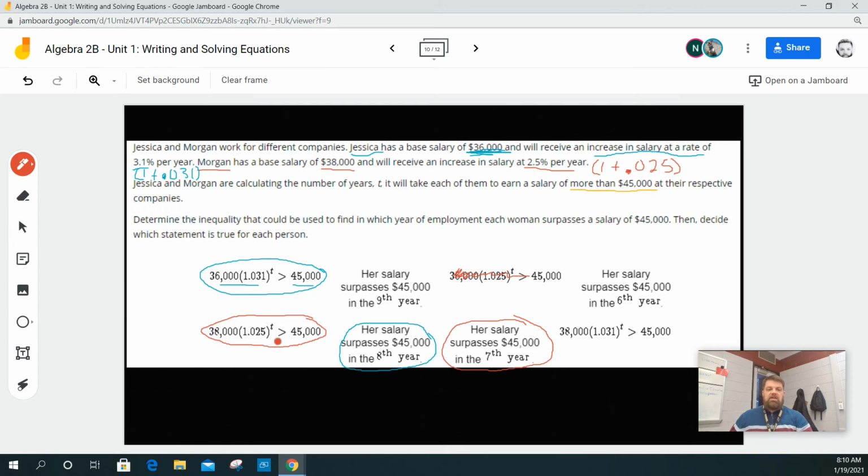Okay, and again, what I would do is I would graph this side and I would graph this. I would say y1 equals 38,000 times 1.025 raised to the x. And then I would graph for my second equation 45,000. And then I would look to see when those two are equal. Okay? And I would do the same thing with blue, with Jessica's stuff. And that'll give me the 7th and 8th year corresponding. Okay?